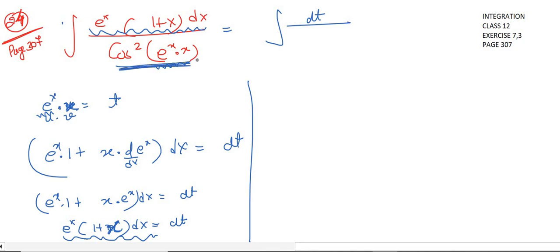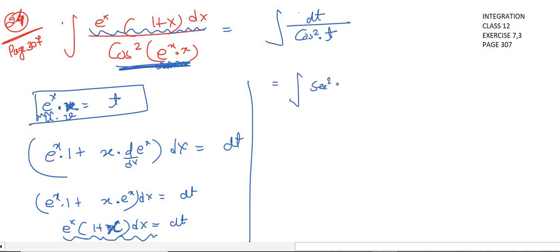And what is this? This is nothing but cos square, and this part we just assumed as t. This is t. So what will it become? 1 by cos square is sec square t dt, and integration of sec square is tan of t plus c. And what is t? What was t, guys? t was e raised to power x into x. So the answer is tan of x e^x plus c.